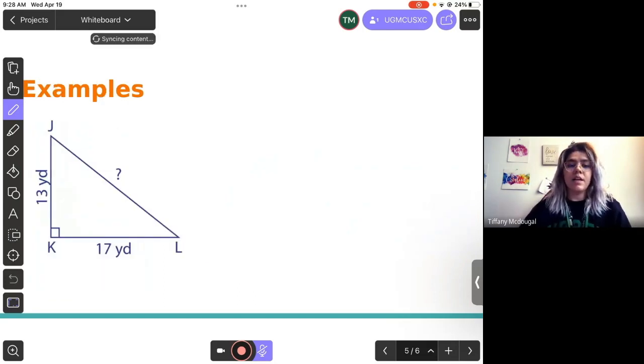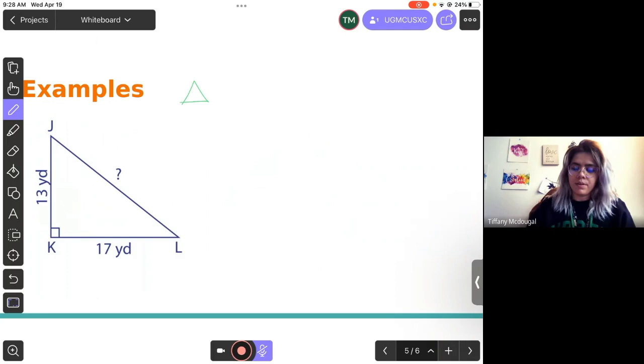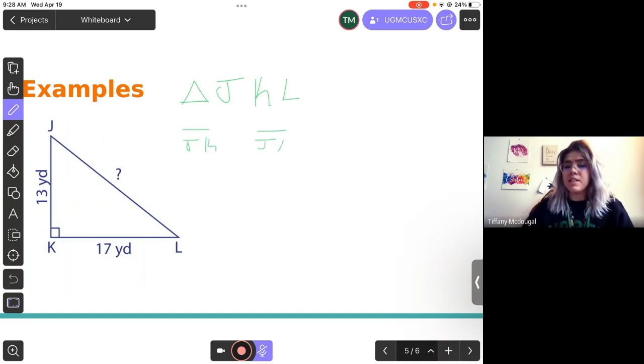So let's see what this looks like in practice. So we have an example triangle right here labeled JKL. So I'm going to say triangle JKL. And we can see that we have side JK and side JL. Now I'm writing these out so that you can be reminded of what all of the symbols mean in mathematics. Remember, triangle means triangle. Two letters with the line on top of it indicate a side. And it looks like we are trying to find side JL.